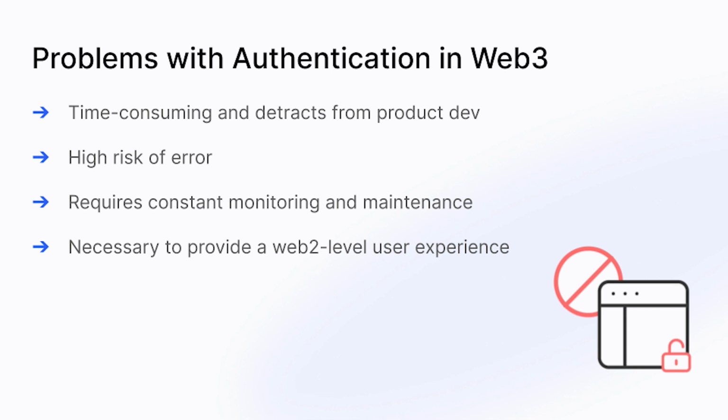So the problems we're trying to solve are for developers with authentication in Web3, right? When you build a new app, this was similar in Web 2 as it is in Web 3, you have to build some semblance of authentication, right? It's time consuming and it detracts from product dev. There's a high risk of error because you have to build all these different pieces, right? You have to say, okay, am I going to have someone connect with their wallet and then sign this nonce? Okay, what kind of wallets are they connecting with? What kind of wallets am I going to support? Testing all those across all the different browsers, right? Do they have a Brave wallet? Are they testing on mobile? Does the nonce have enough entropy?